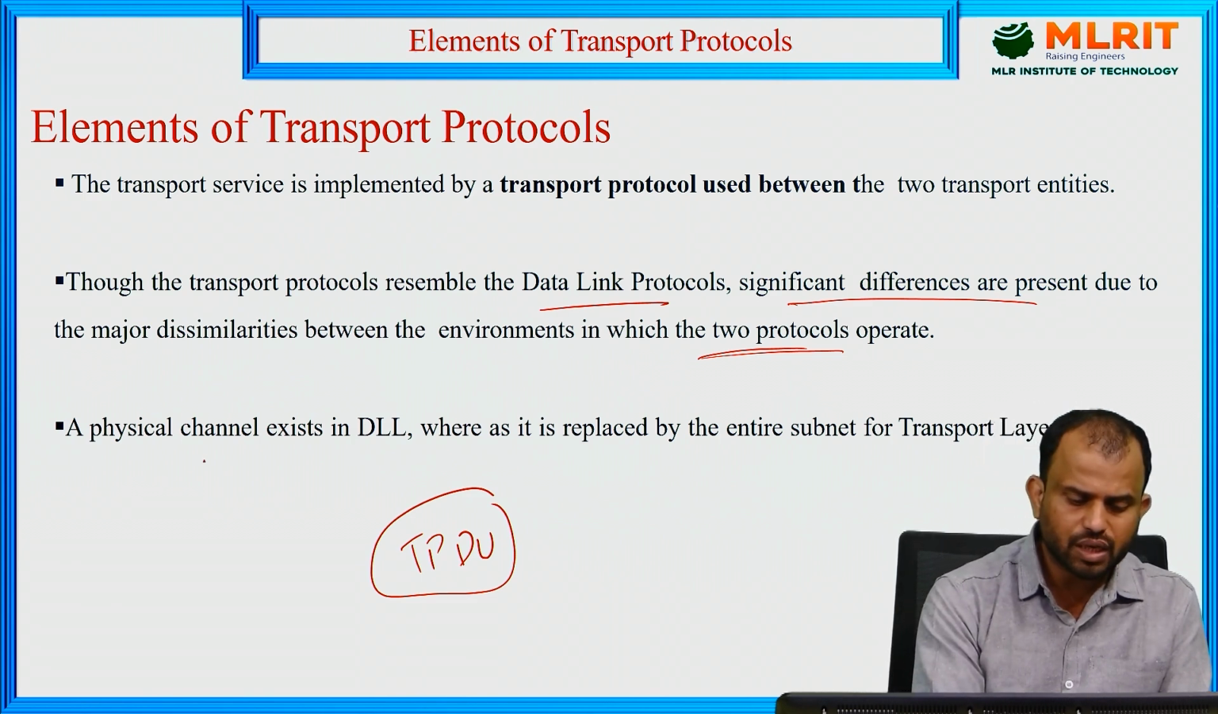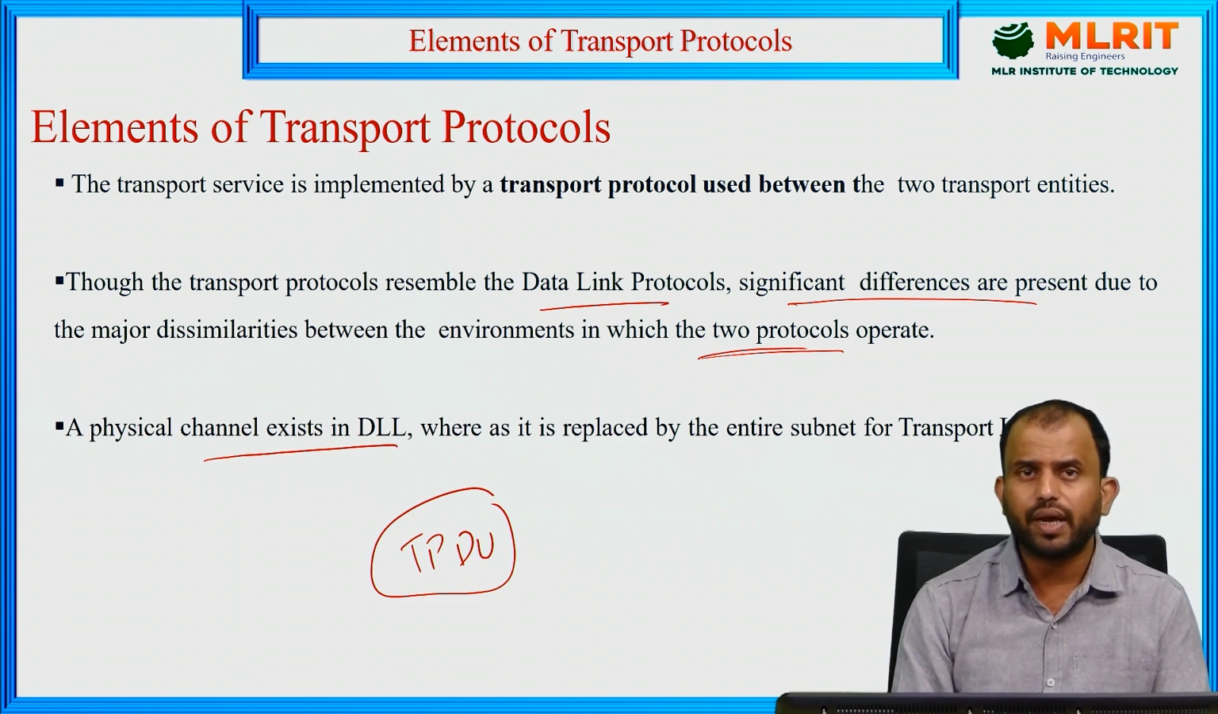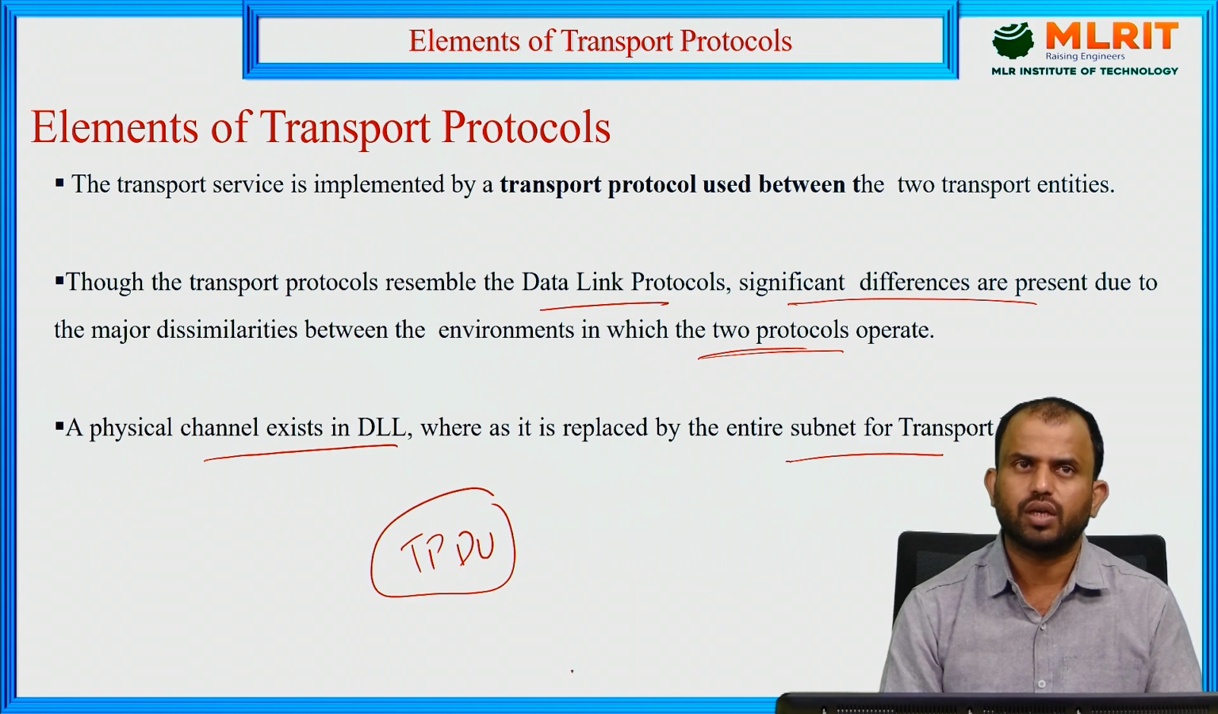A physical channel exists in the data link layer, and it is replaced by the entire subnet in the transport layer. That is the elements of a transport protocol.